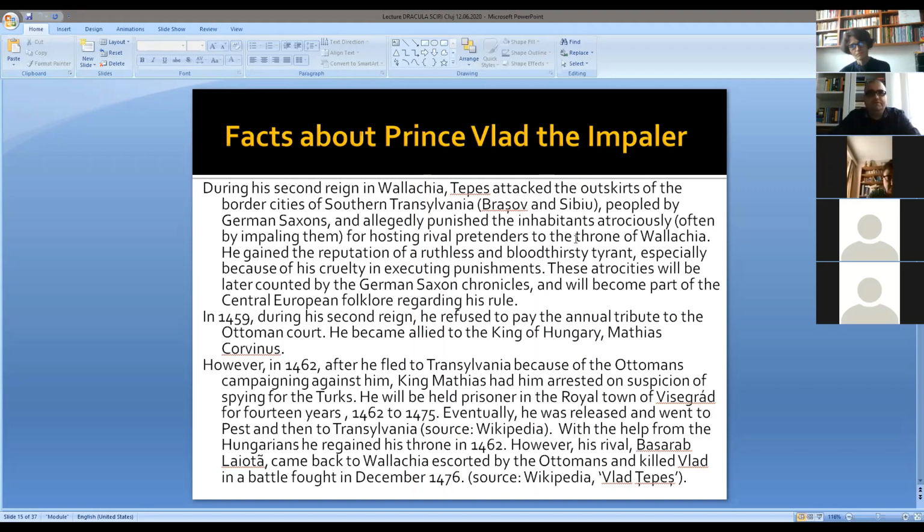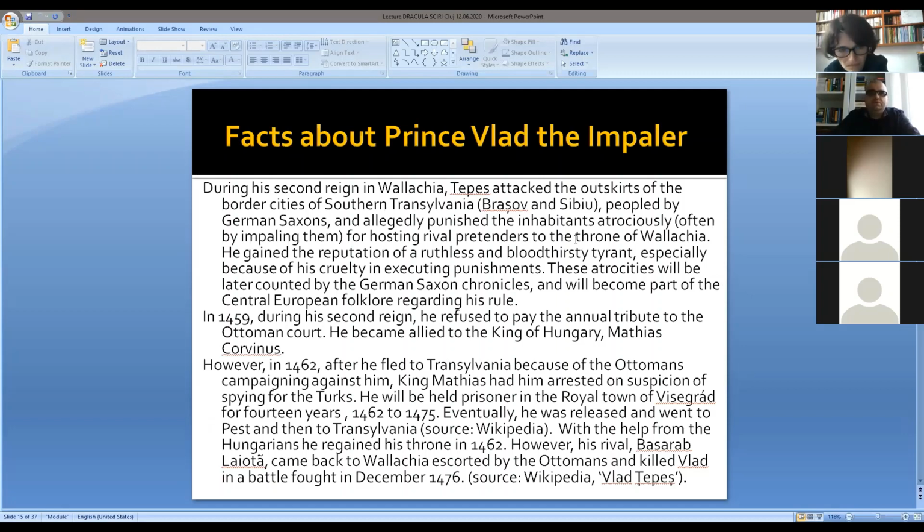In 1459, during his second reign, he refused to pay the tribute to the Ottoman court. He became allied to the King of Hungary, Matthias Corvinus. However, in 1462, after he fled to Transylvania because of the Turks, the King of Hungary had him arrested on suspicion of spying for the Turks. So he was held prisoner in the royal town of Visegrad for 14 years, from 1462 to 1475. Eventually, he was released and went to Pest, to Budapest, and then to Transylvania.